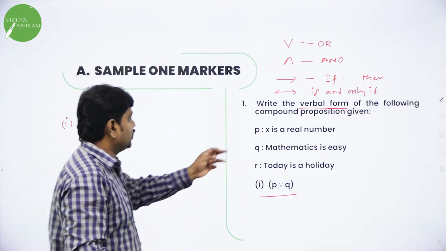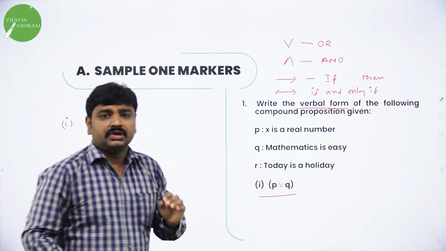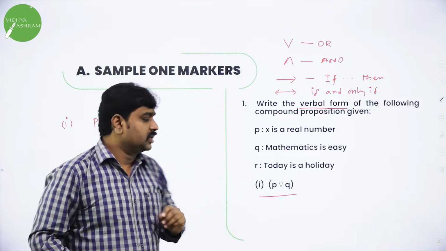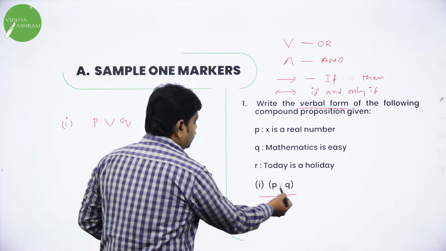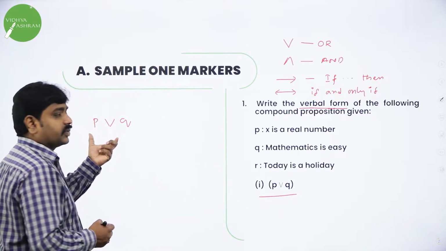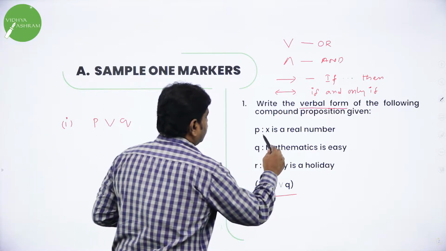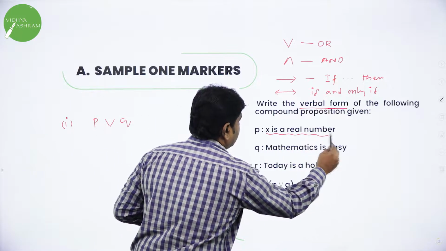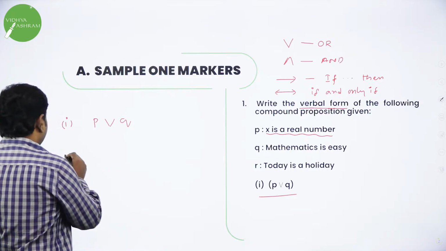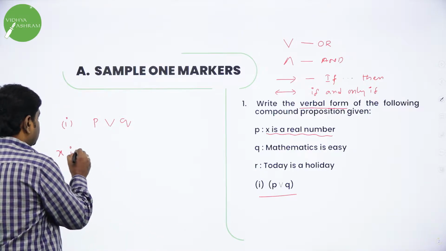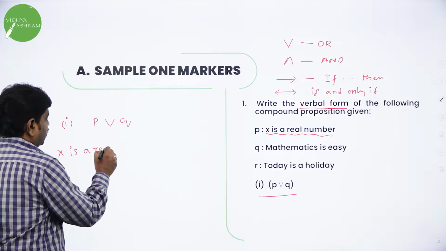Now the question is simple. They want you to write in verbal form. They gave a compound proposition, P or Q. So what is P given? They have given in the question, what is the P value? X is a real number. So in the place of P, you write X is a real number.